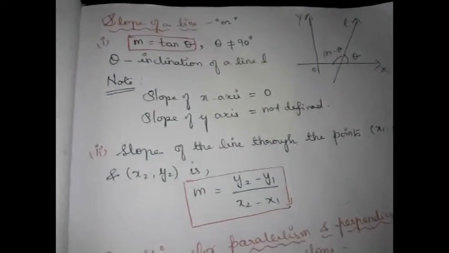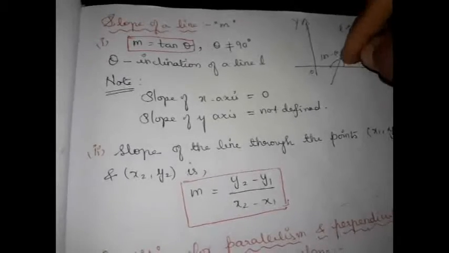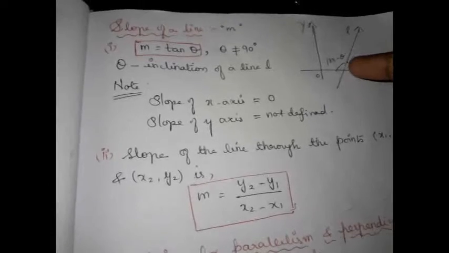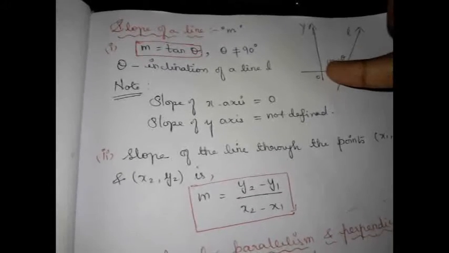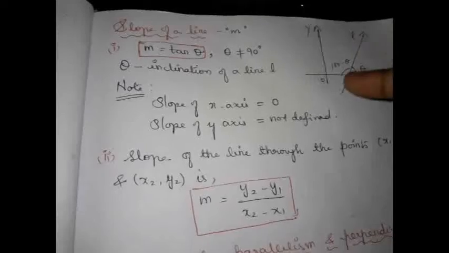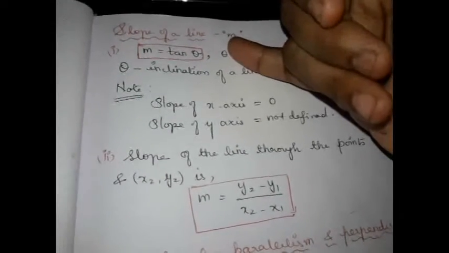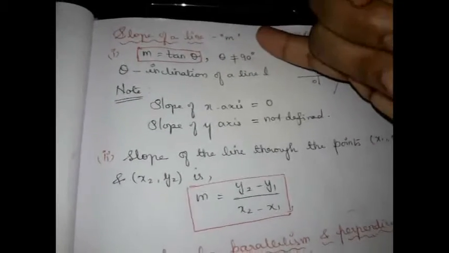It is tan theta. Okay, what is theta? Theta is the inclination of the line with the x-axis, right? If this is theta, this is going to be 180 minus theta, right? So the inclination of the line is called theta, and what is the slope? Slope of a line is tan theta. We will denote it using the symbol m.